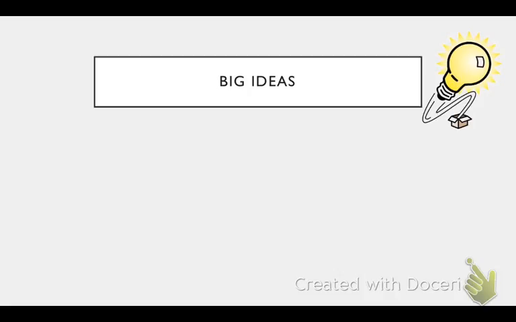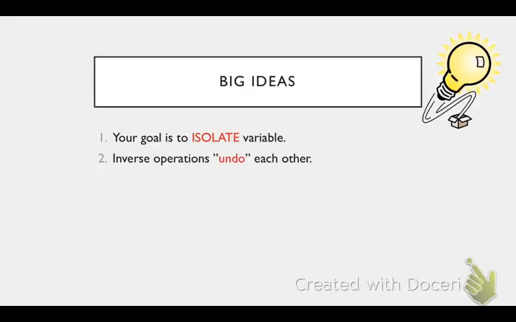Some of the big ideas to remember when solving all algebraic equations is that your goal is to isolate the variable, which means get it alone on one side of the equal sign with all your other numbers on the opposite side. Inverse operations will undo each other. So if you are trying to get rid of a plus 5 stuck to an x, to get rid of it, you would do the inverse, which would be minus 5.